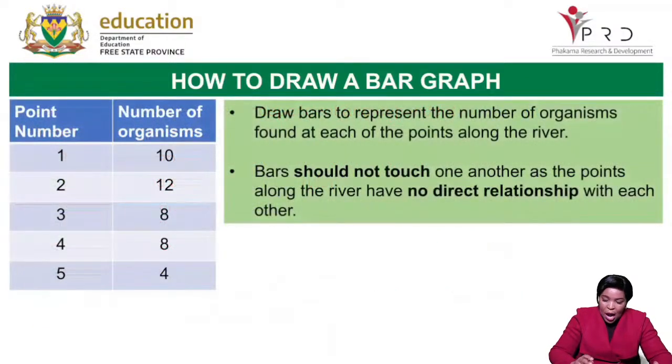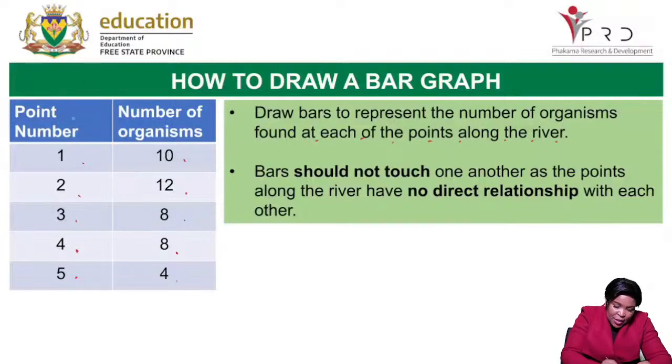Then, how to draw a bar graph? Here, you have the point numbers. You have point number 1, point number 2, point number 3, point number 4, point number 5. The number of organisms at these points: 10, 12, 8, 8, 4. Now, draw bars to represent the number of organisms found at each of the points along the river. So these are the points on the river. So you will tell us, at point number 1, there were 10 organisms. At point number 2, there were 12 organisms.